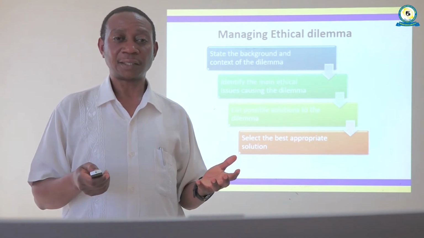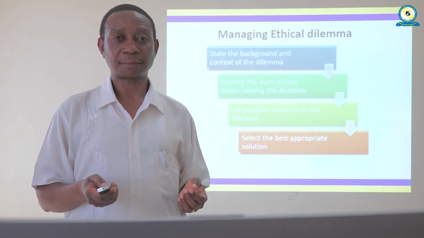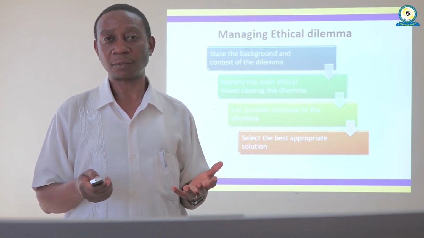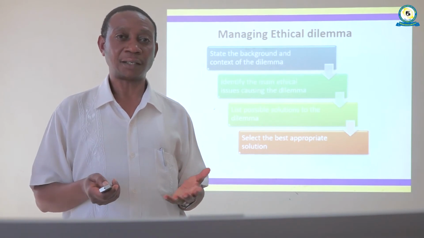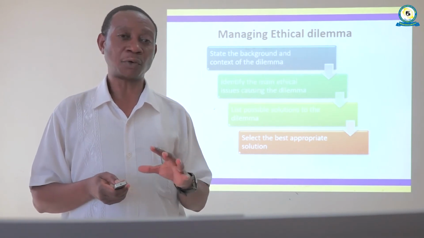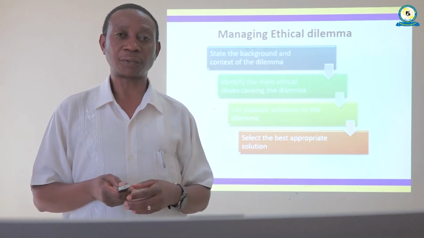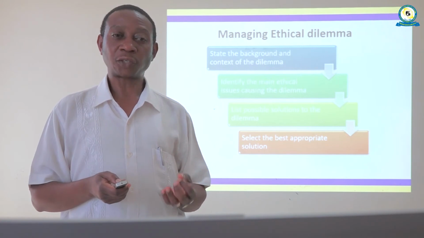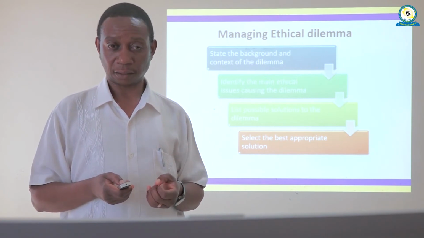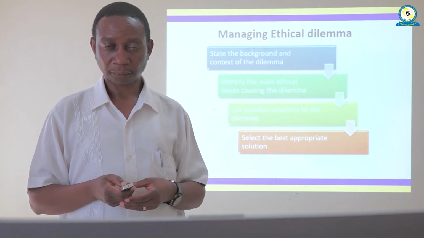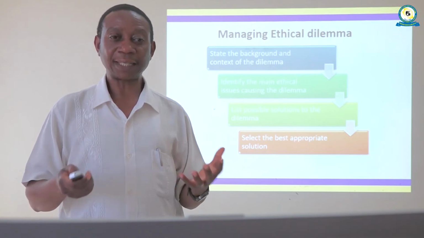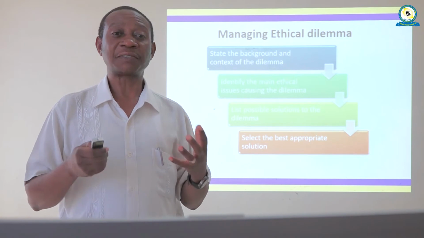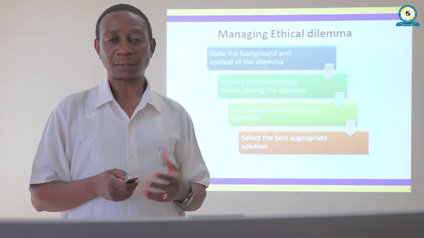Now, facing any challenges when you want to decide, you need to manage the ethical dilemma that is facing you when you need to decide on the course of action. There are 4 steps that we are going to look into today. Step number 1, we need to state the background and the context of the dilemma. We need to look at the nature of the dilemma. We need to define what the dilemma is all about.